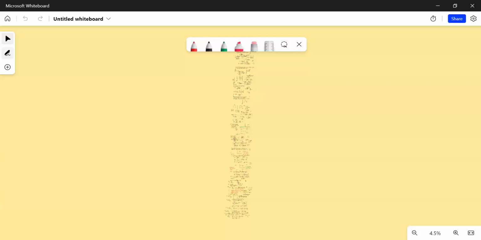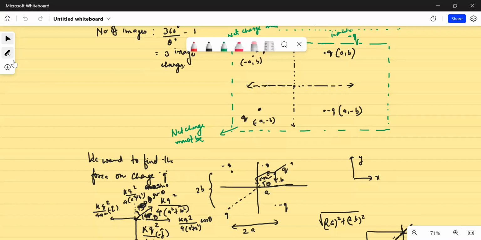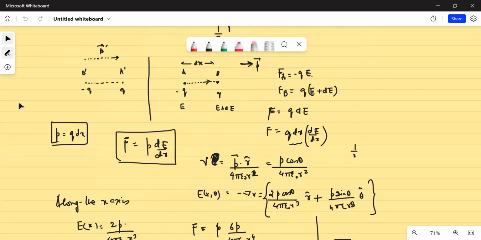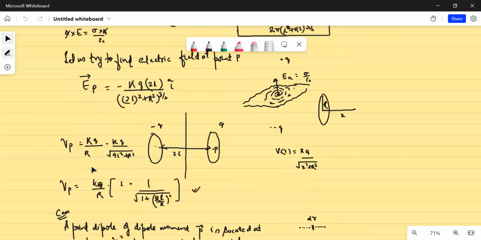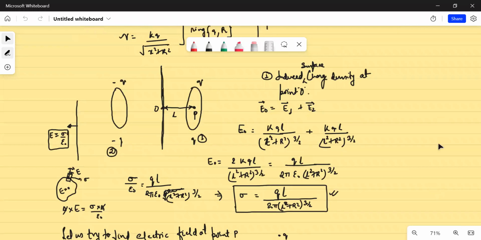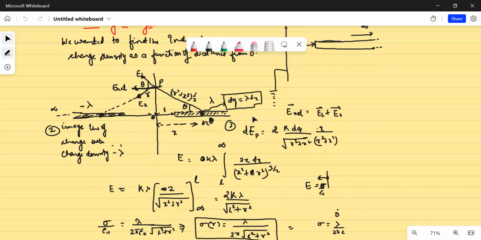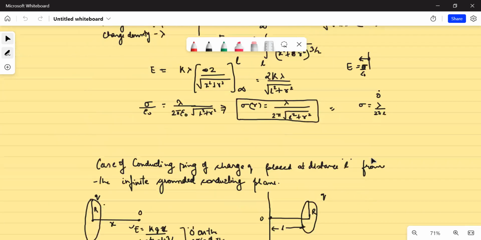Okay. So yesterday we were doing the method of images only, and we were doing some cases where the intersection of two conducting planes is there. We did a case of a dipole placed in front of an infinite grounded conducting plane. We also did a case of a conducting ring placed in front of an infinite conducting plane. Also, we did several other cases likewise. Also, we did a case where an infinite line of charge was placed, whose nearest distance from the infinite conducting plane was given as L, and such problems were being done yesterday.